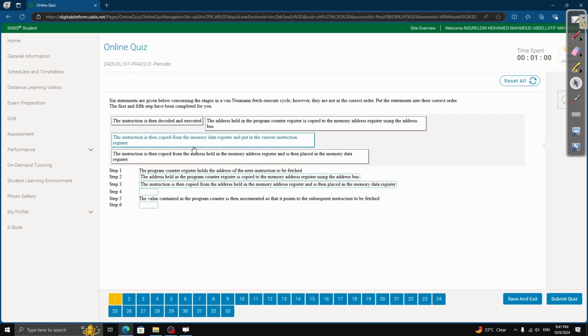Then whatever's in the MDR gets put into the CIR, or the current instruction register, and the value contained in the program counter is then incremented so that it points to the subsequent instruction, or the next instruction to be fetched. Finally, it's decoded, then executed.